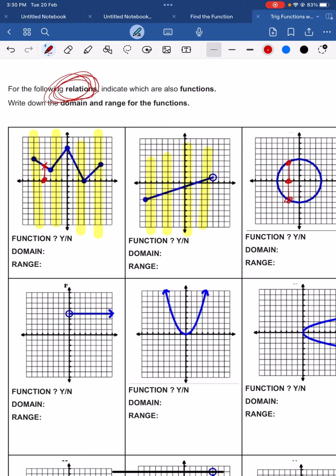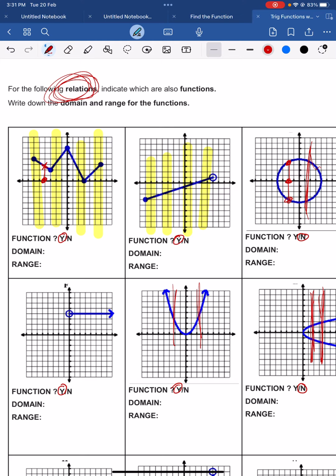So functions, we go very quickly. Function, function, not a function, function, function, and not a function. Okay, that vertical line test should only cross the picture in only one place. All right, so the vertical line test.